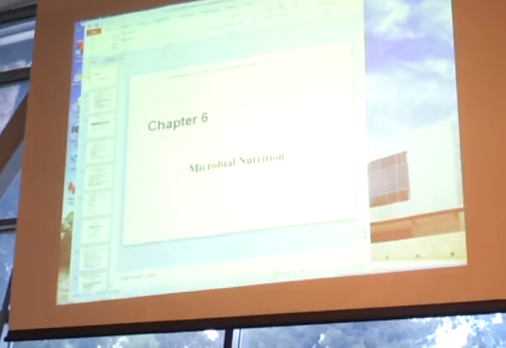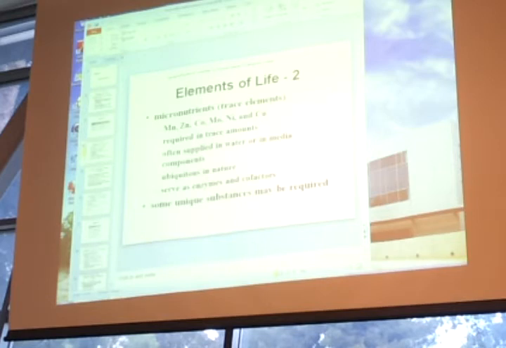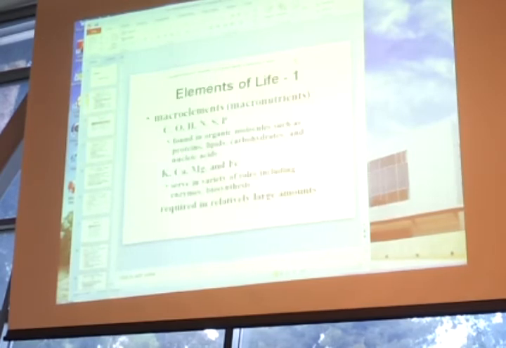Chapter 6 is just about nutrition, and if you look through here, it really just lists these macronutrients, micronutrients, the same things that you learned about when you learned about eukaryotic cells. I will ask you on the exam to name some of the essential nutrients that bacteria need to grow. That's not something that I need to lecture on. You just look and you see that you need the carbon, oxygen, hydrogen, nitrogen, sulfur, phosphorus.